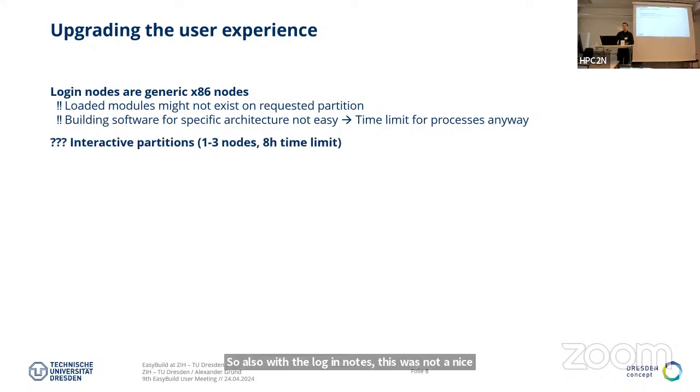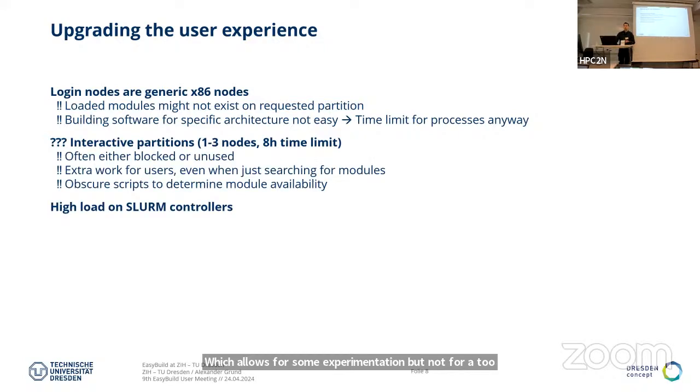So first we came up with interactive partitions with just a few nodes per architecture and a rather small time limit, which allows for some experimentation, but not for too long a runtime, such that many users can use it. But still not a perfect solution because they were either full or unused. The first is bad for the users who want to use it. The second is bad for us as we want high utilization, of course. Also, it is some extra work for the users who just want to set up an environment before submitting a job. They had to first request a job on this interactive partition.